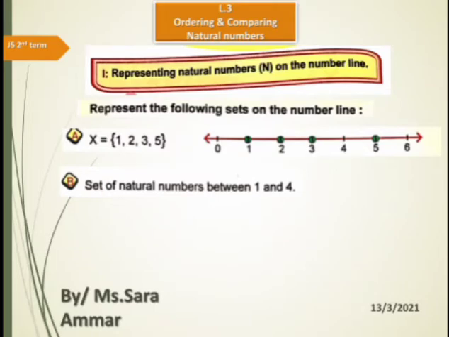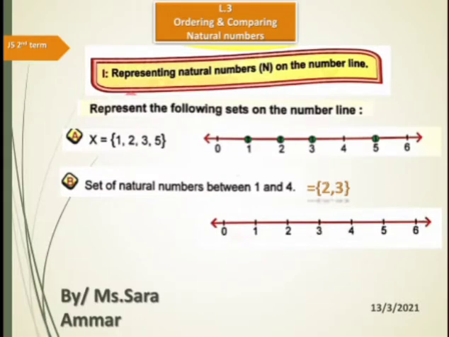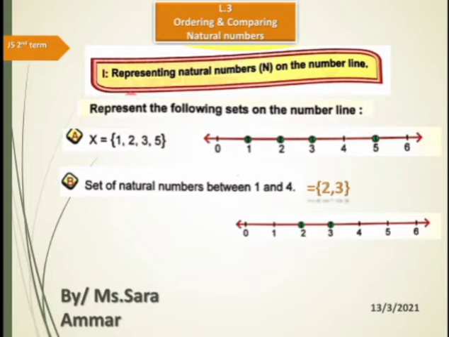Then I have another set: natural numbers between 1 and 4. First we write it in listing method, meaning we write it between braces. The natural numbers between 1 and 4 are 2 and 3. So now we represent it on the number line, so we just make a circle around 2 and around 3.